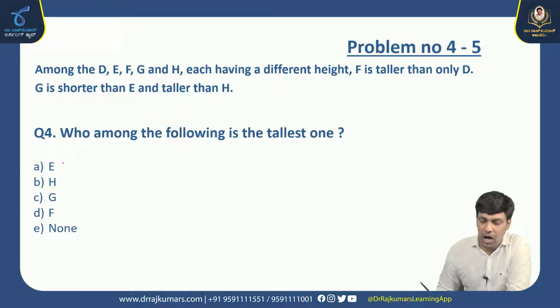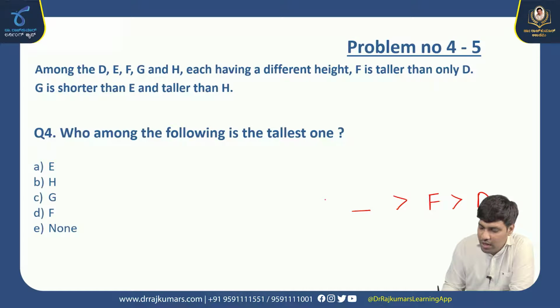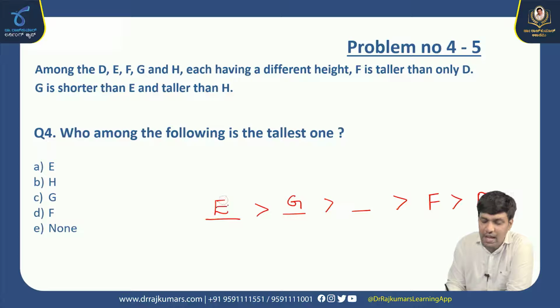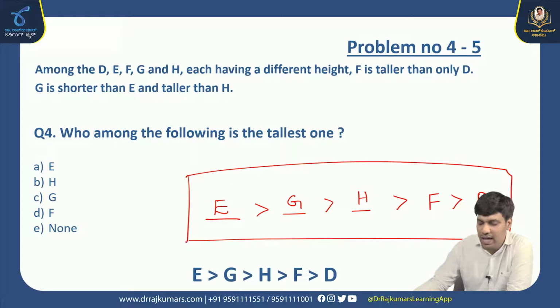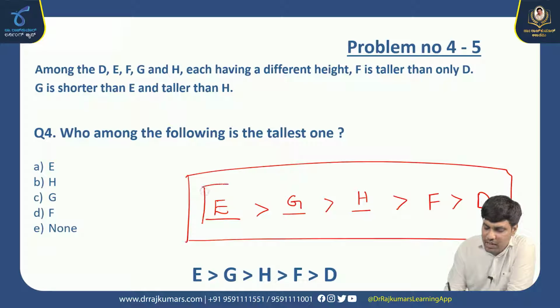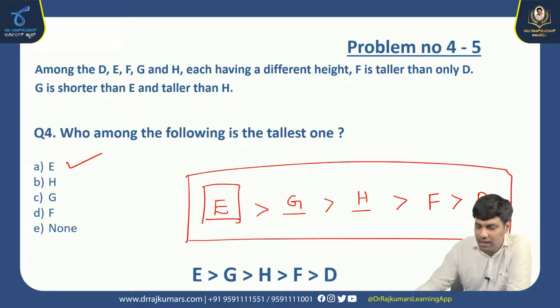Coming to the 4th one, among D, E, F, G and H, each having a different height. F is taller than only D. G is shorter than E and taller than H. The case given here is F is taller only when compared to D, but he is shorter when compared to the other 3. G is shorter when compared to E and he is taller when compared to H. So the right sequence for this problem is E, G, H, F and D. In that sequence, we need to find who is the tallest one. From the sequence, we have E as the tallest person. So the right option is option A.